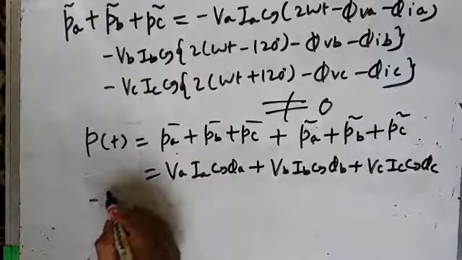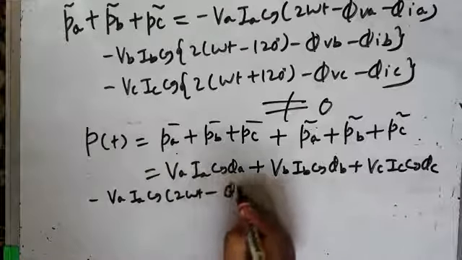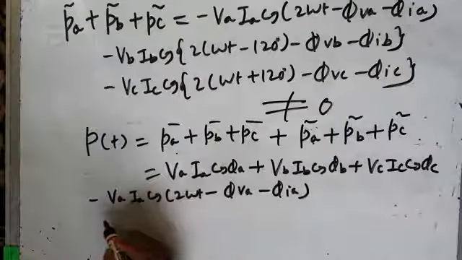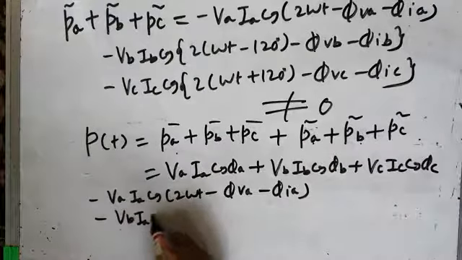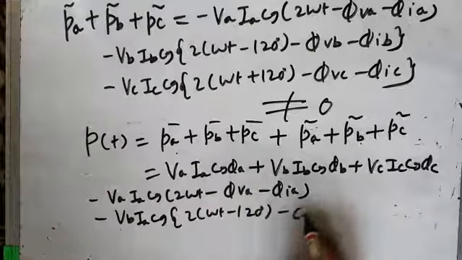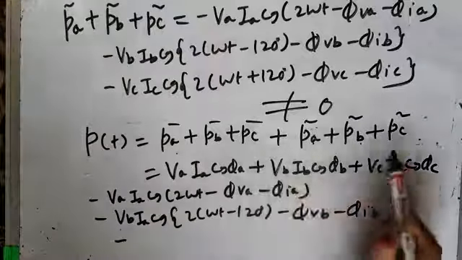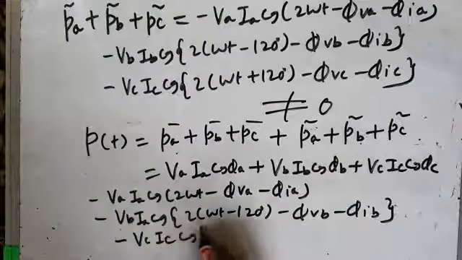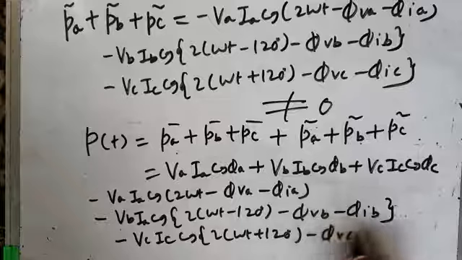And what is that? That is minus VAIA cos of 2 omega t minus phi EA minus phi IA. Plus PB, PB is this: minus VBIB cos of 2 times omega t minus 120 degrees minus phi EB minus phi IB. Plus PC, and PC is this: minus VCIC cos of 2 omega t plus 120 degrees minus phi EC minus phi IC.